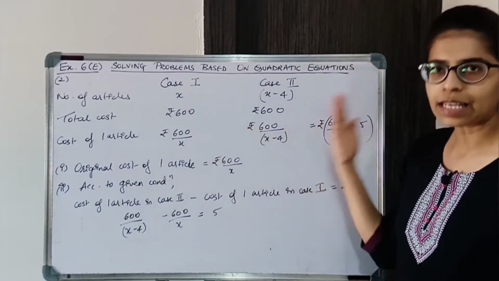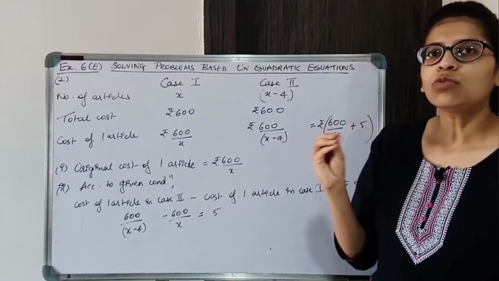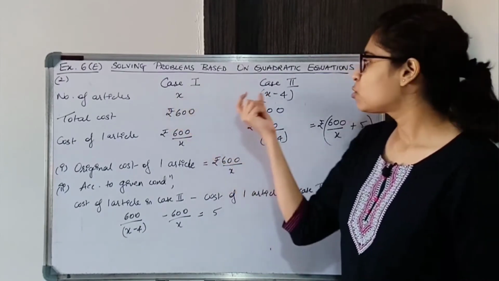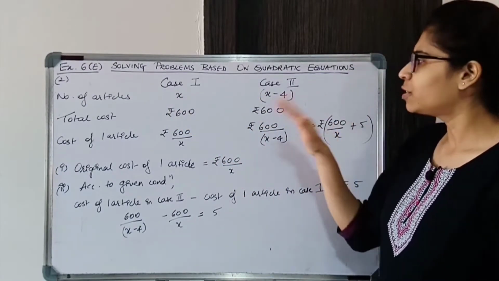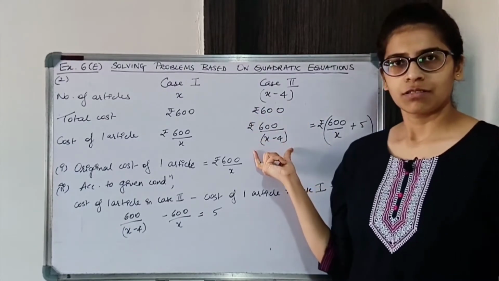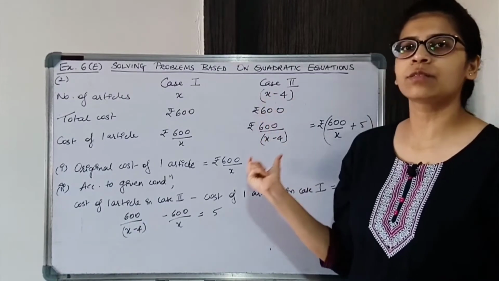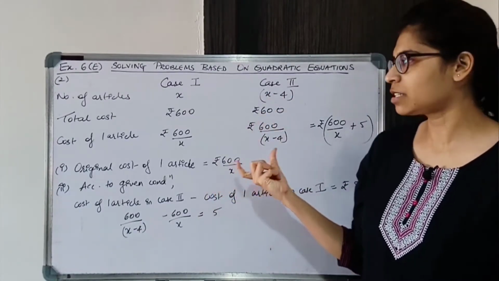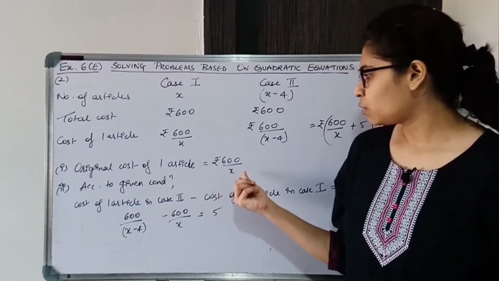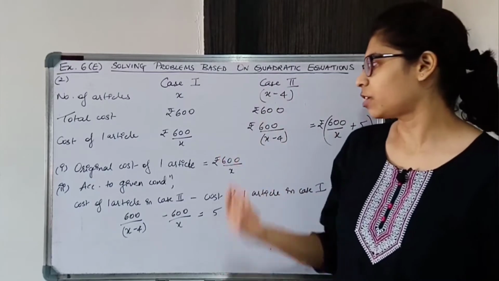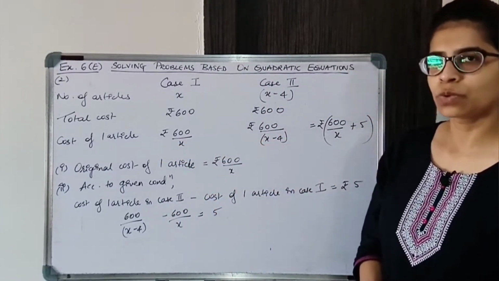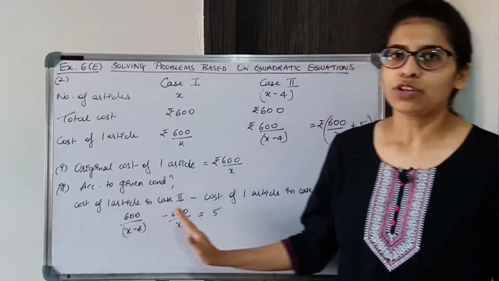Now coming to second case. Now in second case we are told there will be 4 articles less. So originally there were x articles, so x minus 4 हो जाएगा for the same cost, 600 rupees. Okay, what will be the cost? It will be 600 divided by x minus 4, total cost upon number of articles. Now for first part they had asked what will be the cost of one article, so it will be 600 upon x. Original cost पूछा है, so original cost is this much. Okay, this is the new cost. Now for second part we need to form the equation and solve it.